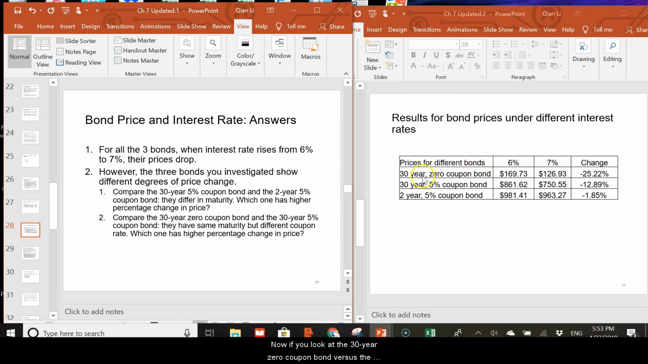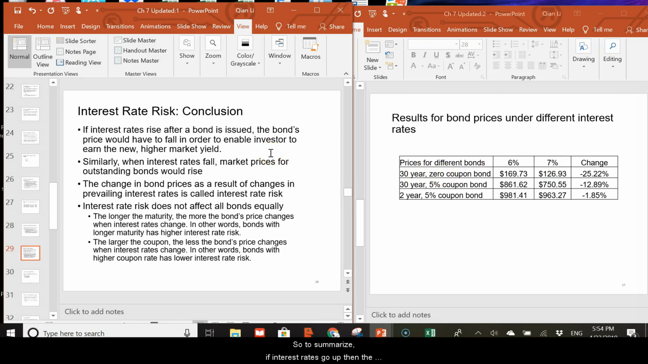Now, if you look at a 30-year zero coupon bond versus the 30-year 5% coupon bond, they are both 30 years. So the maturity is the same, but one has decent coupon payments, the other one has zero coupon payments. So for the one with decent level of coupon payment, the price dropped almost 13%. It's a lot, but it's smaller than the 25% drop in the 30-year zero coupon bond.